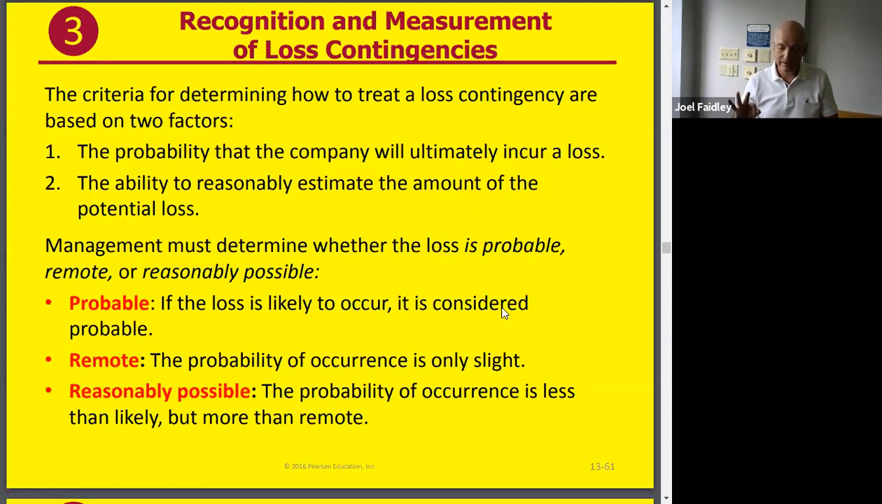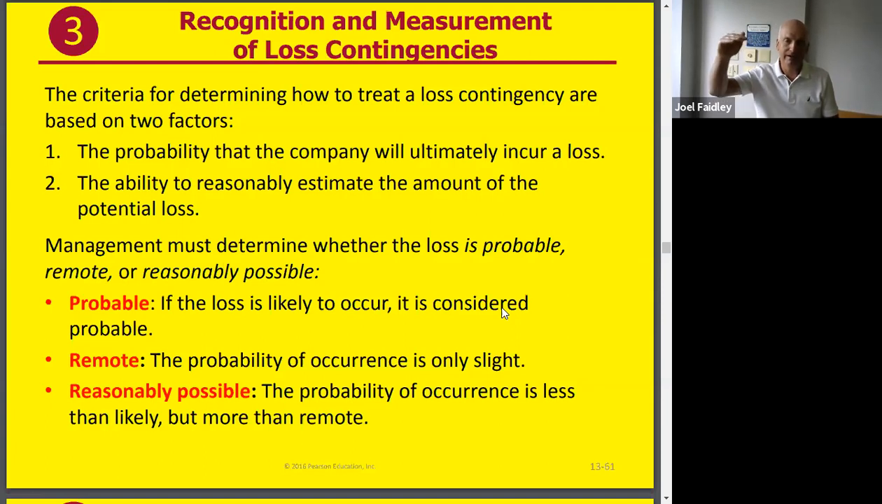All right, the three areas that you want to remember: if it's probable, you want to make a journal entry, right? I don't know why they put it in this order. But secondly, if it's reasonably possible, you don't want to make a journal entry, but you want to disclose that. And if it's remote, you don't do anything, right? So that's the levels.